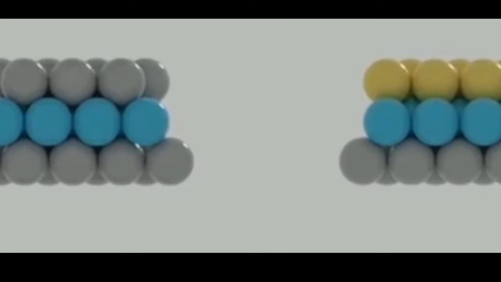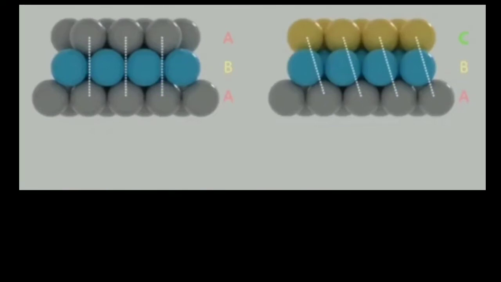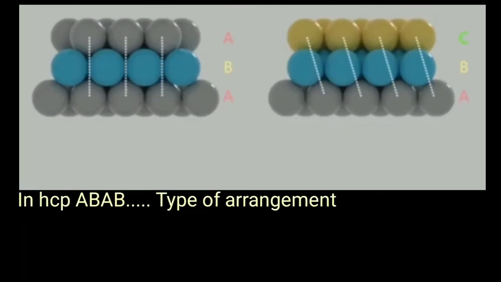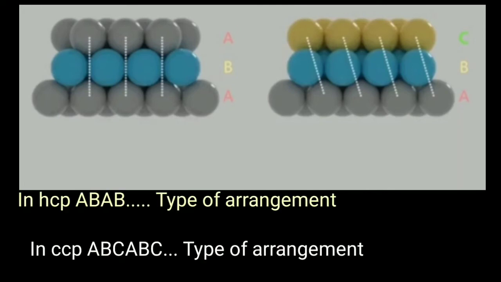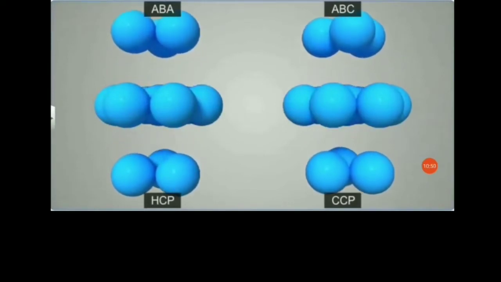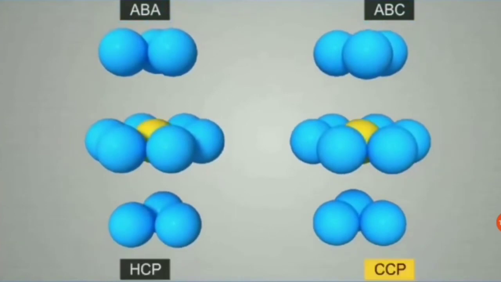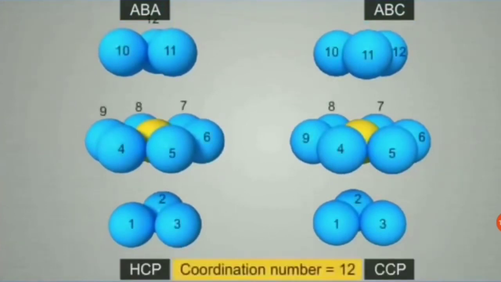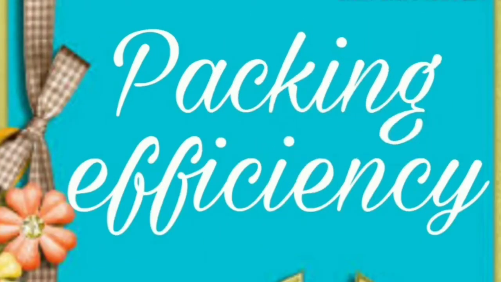So the main difference between HCP and CCP lattices is that in the HCP lattice, AB type of arrangement is seen, but in the CCP lattice, ABC type of packing is seen. But both are equally efficient with coordination number 12. So the close packing in 3 dimensions is over. Next we move on to another topic, packing efficiency.